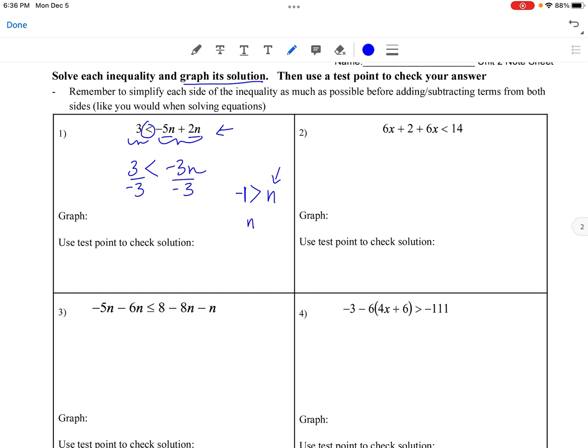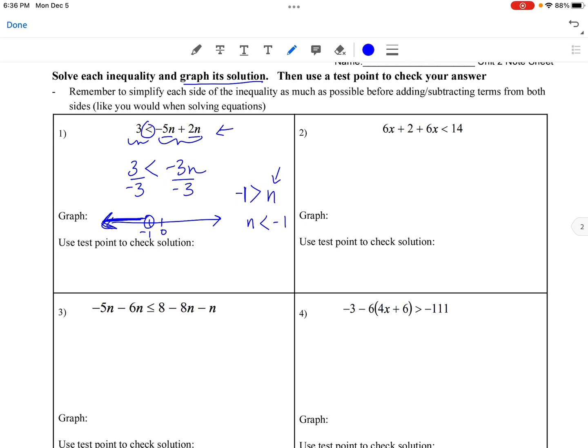I could also rewrite it like this. n is less than -1. And I'm going to draw a graph. Got 0, and I got -1. We're going to do an open circle, because it's not equal to, it's just less than. n is less, and then we're going to put our arrow this way. n is everything less than -1.